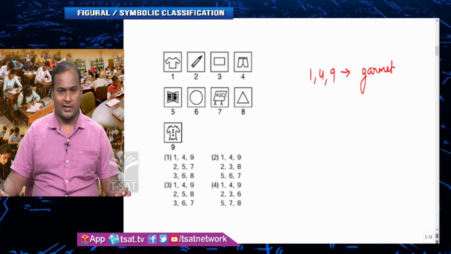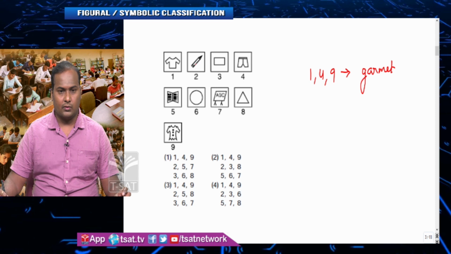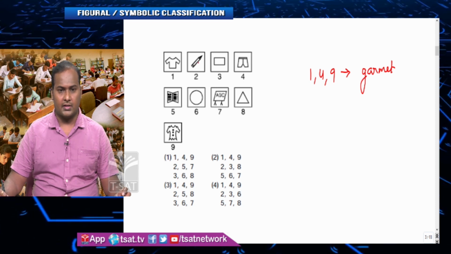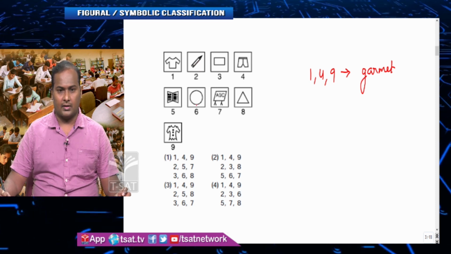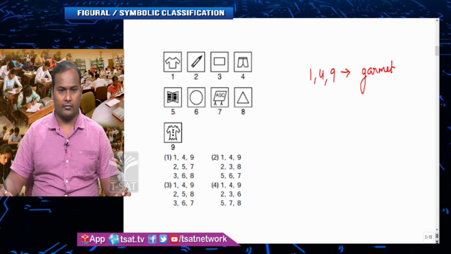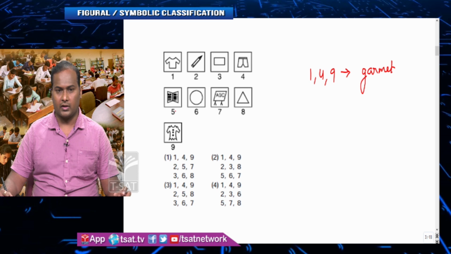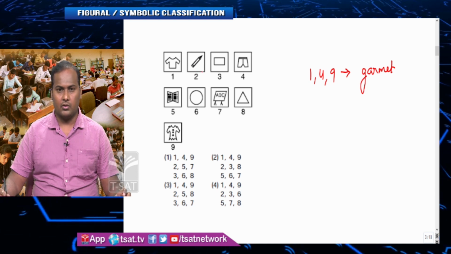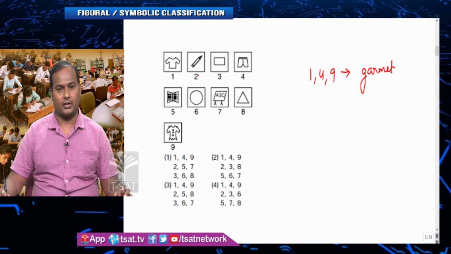In the same way, see the second one. The moment you see the pencil here, there is a pencil. You see in the other figures, there is a board in the 7th one, and in the 5th one there is a book. So obviously it's talking about stationery. That is the character here.